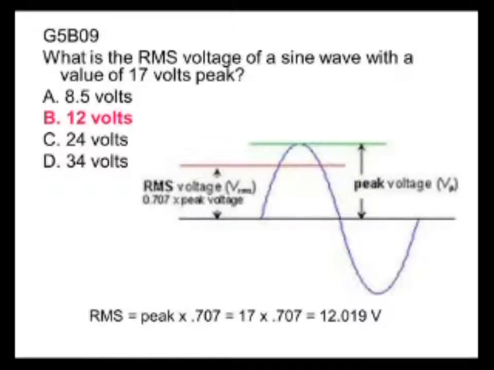Okay, it's going to be the 12 volts. The 17 times 0.707 is going to be 12 volts. So you have a 17 volt peak here, and your RMS voltage is 7/10 of that, or 12 volts.